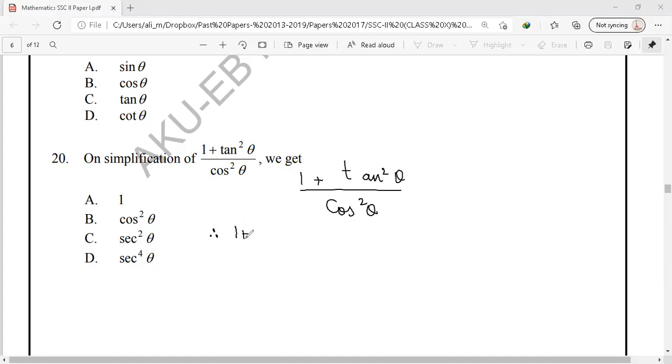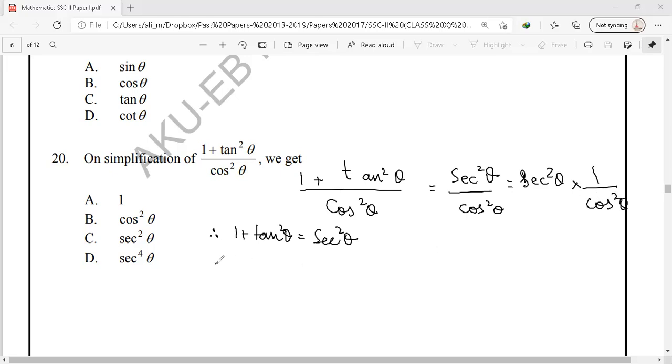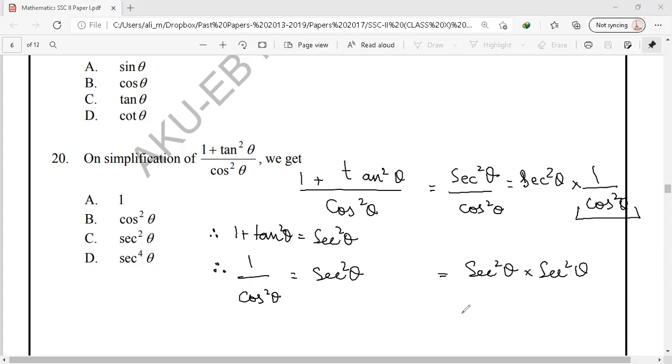So we know that the value of 1 plus tan square theta is equal to secant square theta. If we substitute this in this expression, we will get sec square theta over cos square theta. We can split this ratio like this: sec square theta multiplied by 1 over cos square theta. And we have studied the trigonometric formula that the reciprocal of cos square theta is equal to sec square theta. So we can replace this 1 over cos square theta by sec square theta. Finally we will get secant 4 theta. So this whole expression is equal to secant 4 theta.